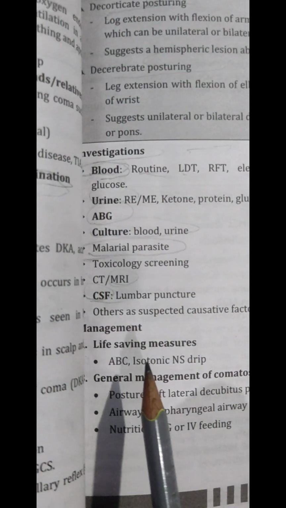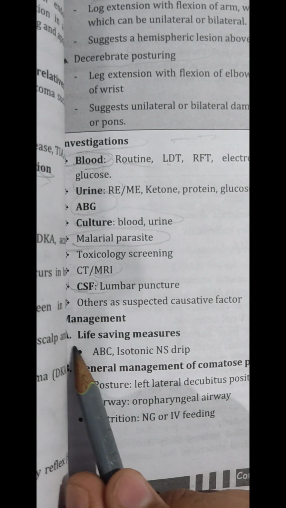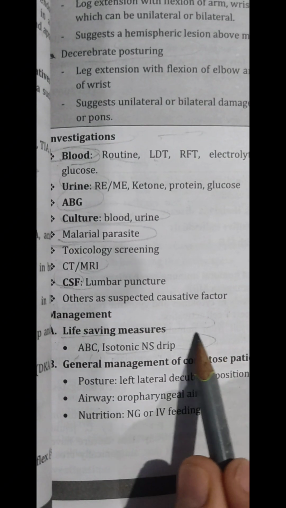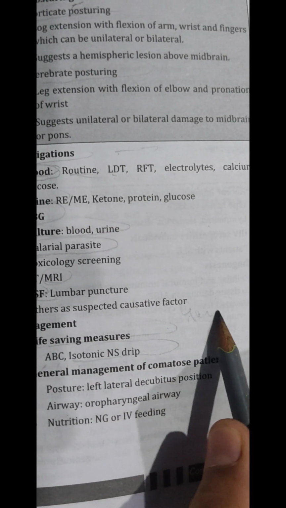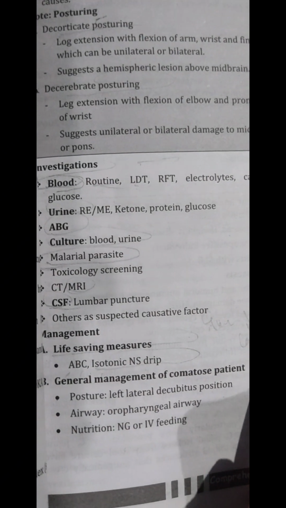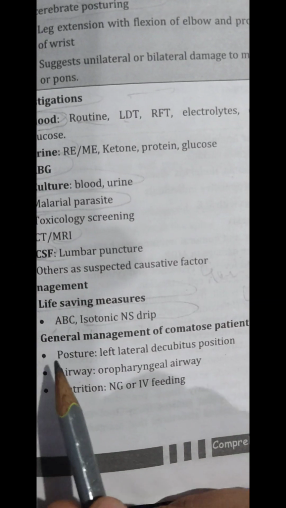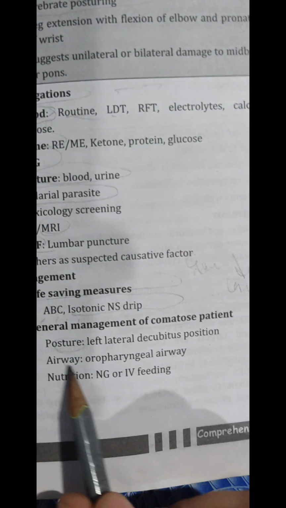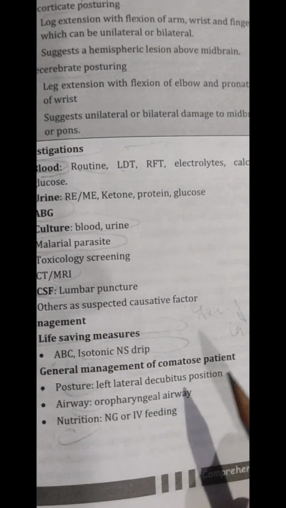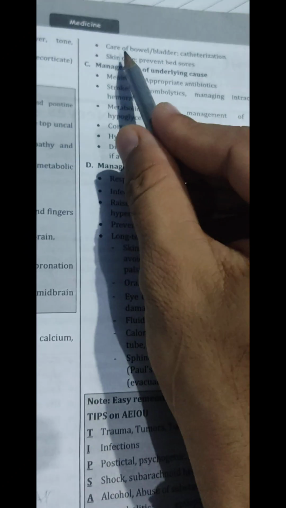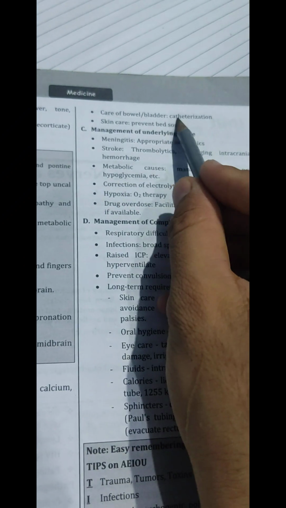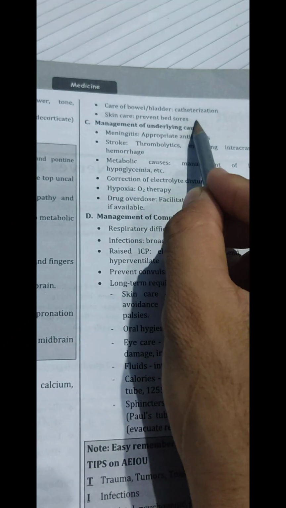In management, we should first do life-saving measures: we should maintain airway, breathing, and circulation. If the patient is hypoglycemic, we should give him proper glucose. How will you maintain a comatose person? We should maintain his posture and airway. We should give proper nutrition, and we should properly care for bowel and bladder by catheterization. We should give skin care to prevent bed sores.